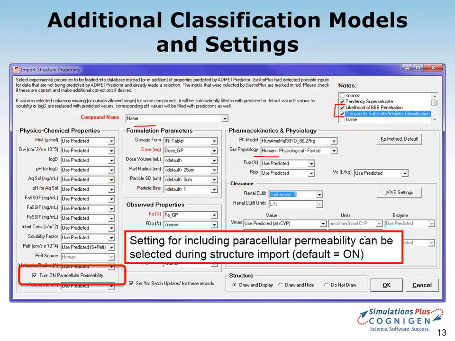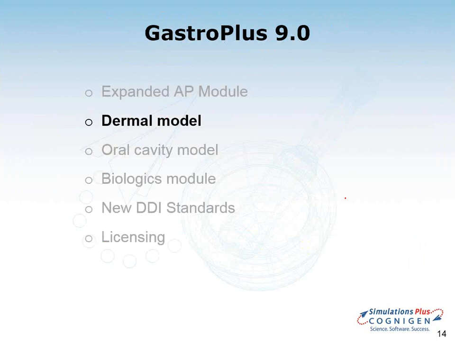The additional setting, you know that for quite some time now you had an option to include the paracellular pathway in the intestinal absorption. So again, we've added this setting during your structure import, so you won't have to go through every single compound and turn that paracellular permeability on or off. Again, you are able to do that setting directly during the structure import and have all the compounds accounted for automatically. The default setting is on. If you prefer not to use it, you can just turn it off directly in this window. So that's briefly for the expansion of the ADMET Predictor module.